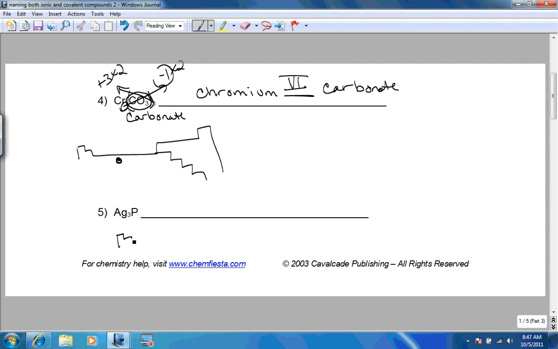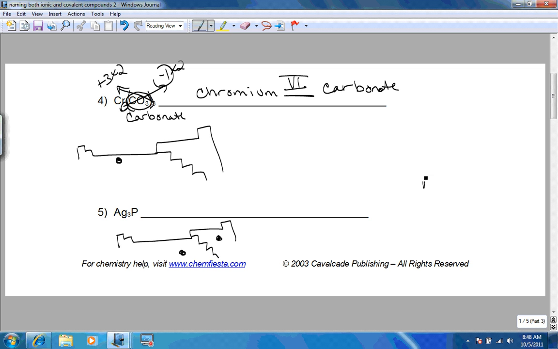Alright, Ag3P. Ag is here, P is here. That means we're going to form an ionic bond because of the fact that silver is a metal and phosphorus is a nonmetal, so silver is going to give away its electrons to the phosphorus.